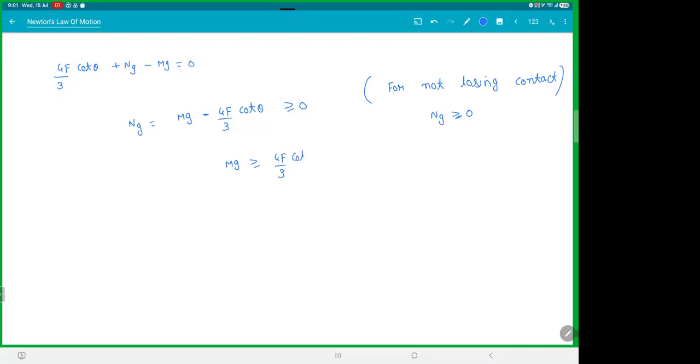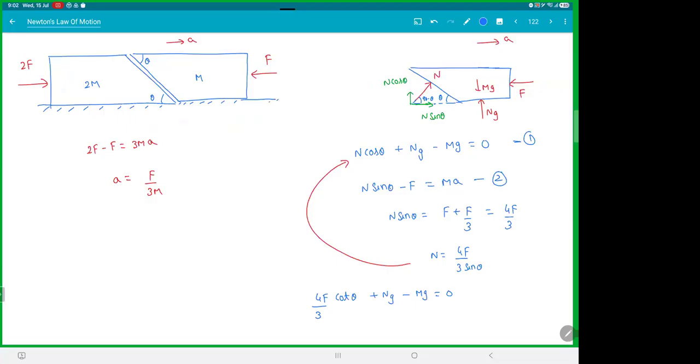So then you'll get F is less than or equal to 3 mg by 4 tan theta. As long as the force is this much, you're safe. So the limiting case is F maximum when it becomes equal to 3 mg by 4 tan theta. Anything more than this, they are going to slide over each other. So the main idea was to figure out when you're losing contact, N becomes 0. That's the main thing about the question. That's what makes it good.